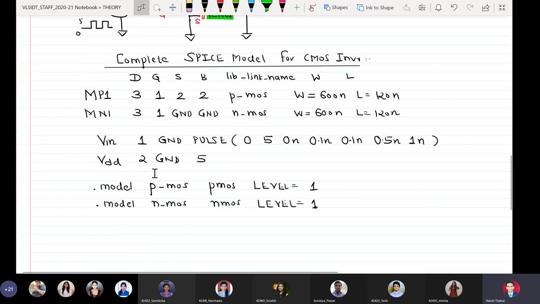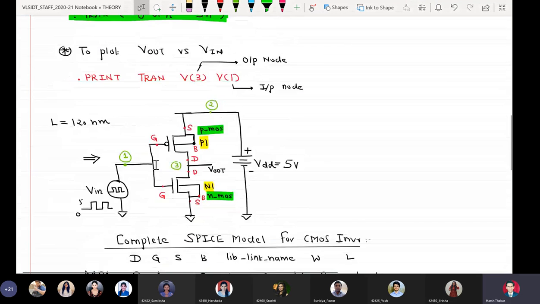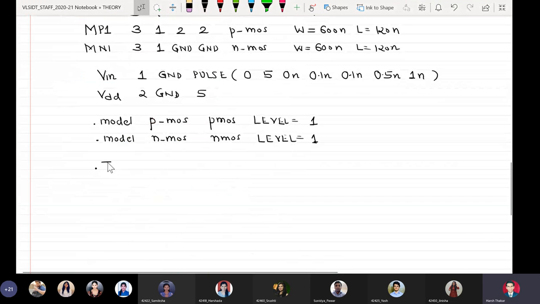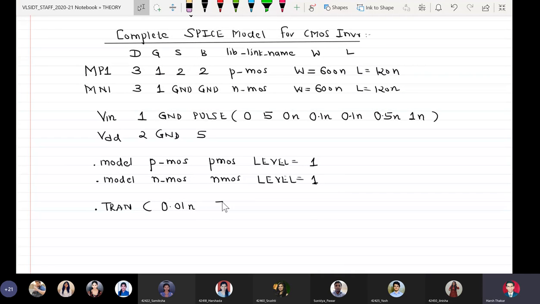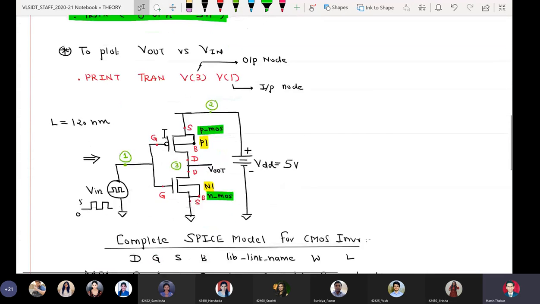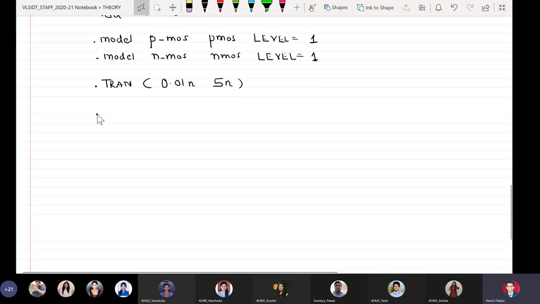Now we are going to define what kind of analysis I want to do. So I will say dot tran, dot transient, and I want the step size to be 0.01 nanoseconds, and I want it to go for 5 cycles, so it is 5 nano. Now we have to print the output. So the dot print statement, we will say dot print tran and output, that is voltage at node 3 versus voltage at node 1, and then we can say dot end.